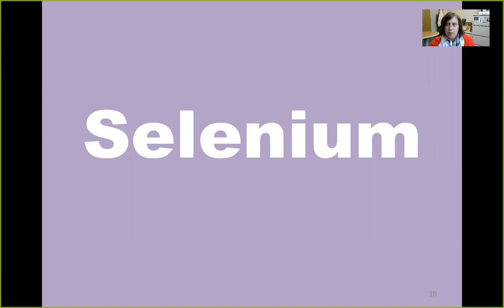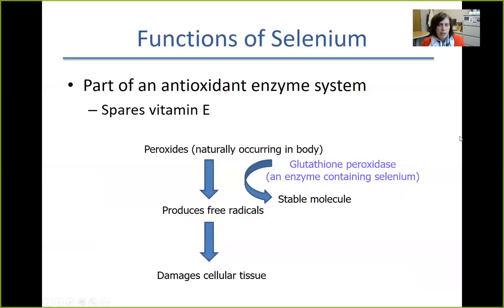Selenium is our last trace mineral that we'll talk about in this class. And for selenium, we're just going to talk about its major function. It serves as an antioxidant, and it serves as part of an antioxidant enzyme system. If you remember, in the vitamin section, we talked about three antioxidants: vitamin A, specifically beta-carotene, vitamin C, and vitamin E. Selenium works hand in hand with vitamin E, and therefore helps to serve as part of this antioxidant system. This is just a brief overview of how this occurs.